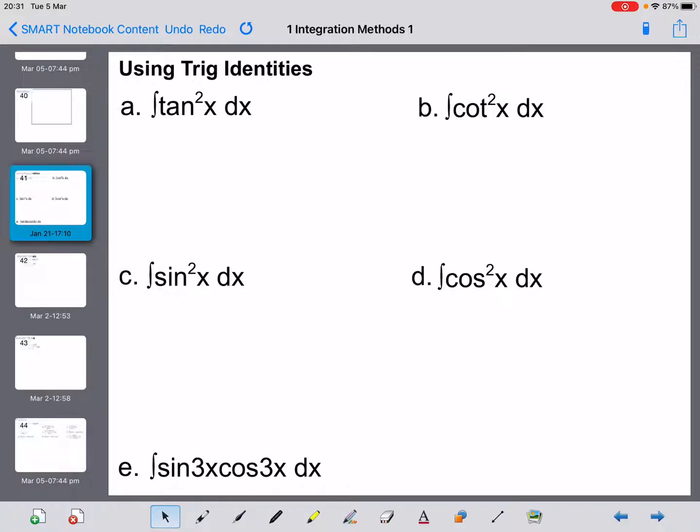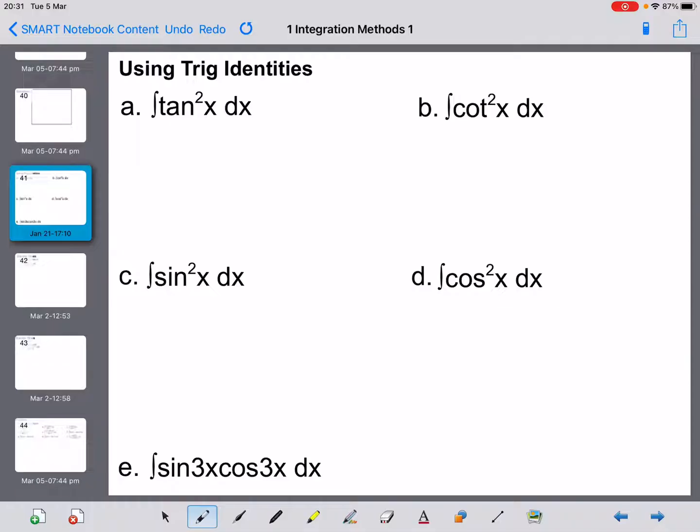Each of these requires a trig identity, because as they stand, they do not exist in the formula booklet either. Remember, you've got lots of ones in the formula booklet, but those are not in there as they are. So what we need to do is use the trig identities to rewrite them so that they are in the formula booklet. And these are ones that you're just going to have to remember require a trig identity.